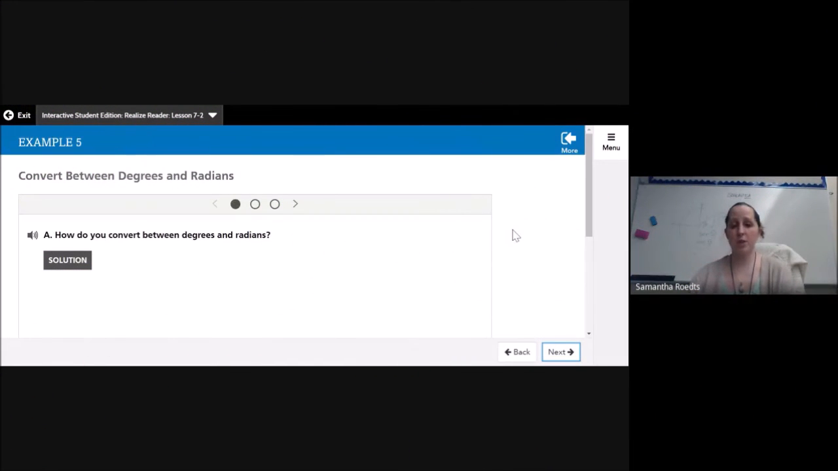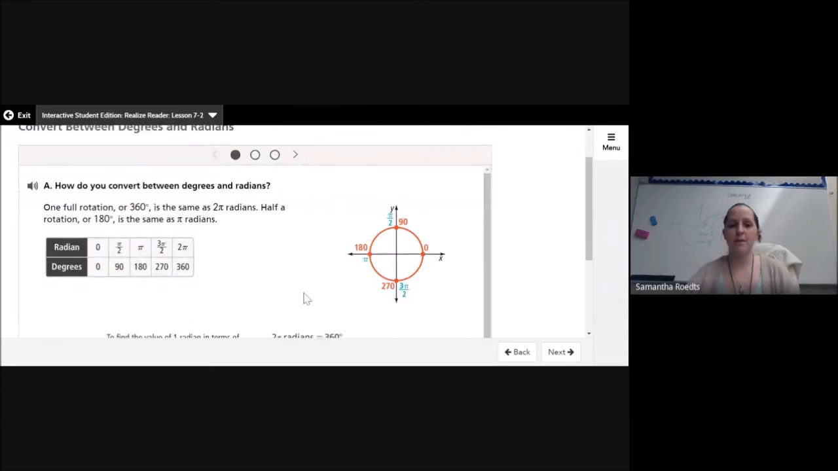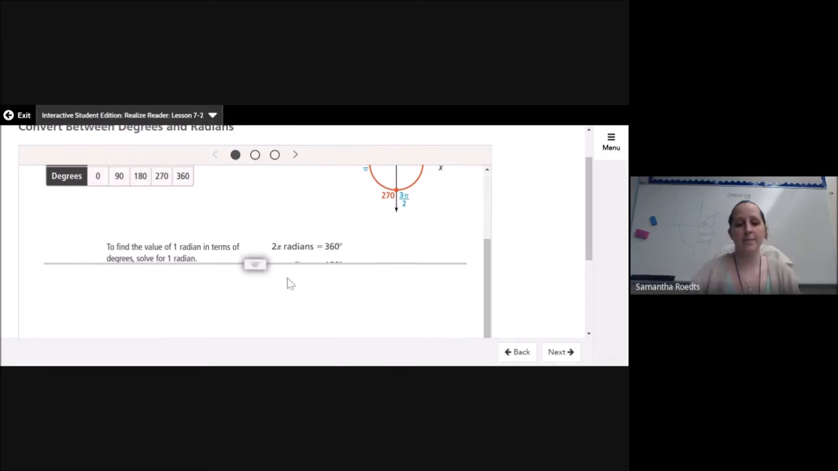Example 5, converting between degrees and radians. How do you convert between degrees and radians? So 1 full rotation of a circle is 360 degrees. It's the same as 2 pi radians. Half of a rotation, or 180 degrees, is the same as pi radians. We also know 90 and 270 because they're half pi over 2, and 3 pi over 2, respectively. So 0 radians, 0 degrees. Pi over 2 radians is 90 degrees. Pi is 180 degrees. 3 pi over 2 is 270, and 2 pi is 360.